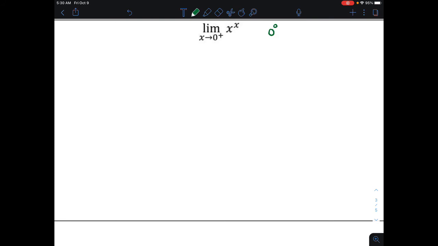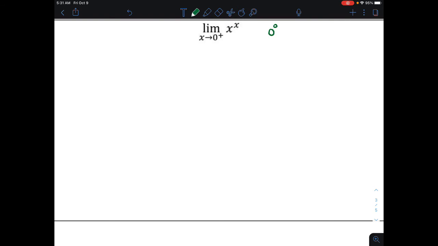That is an indeterminate form. 0 to the 0 is an indeterminate form. Now, this is not written in a manner that will allow me to make it into a rational form or some kind of fraction where I can get a 0 over 0 limit or an infinity over infinity limit where I can apply L'Hopital's rule. So I have to get creative with how I'm going to rewrite this.